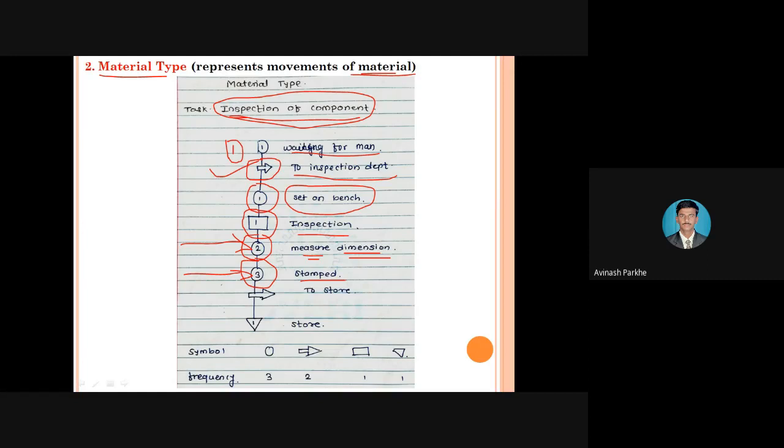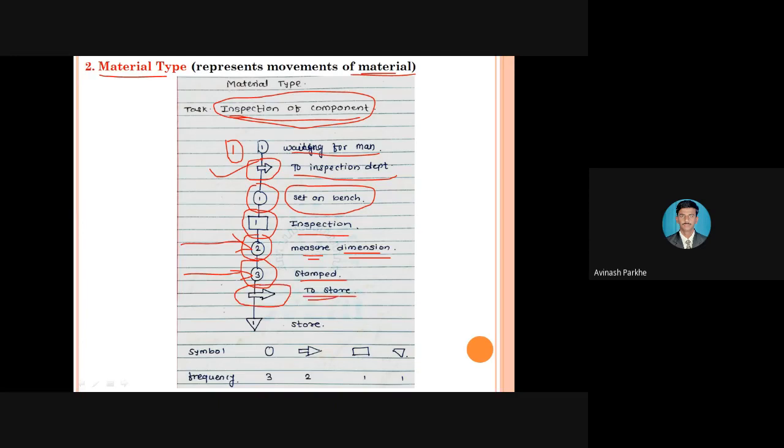The stamp will be given by that operator. But here we have to represent the task performed on that material only. So where will we give the stamp? It will be given on that material only. Therefore the stamping operation we perform on that material, and then your material will start moving towards the store.